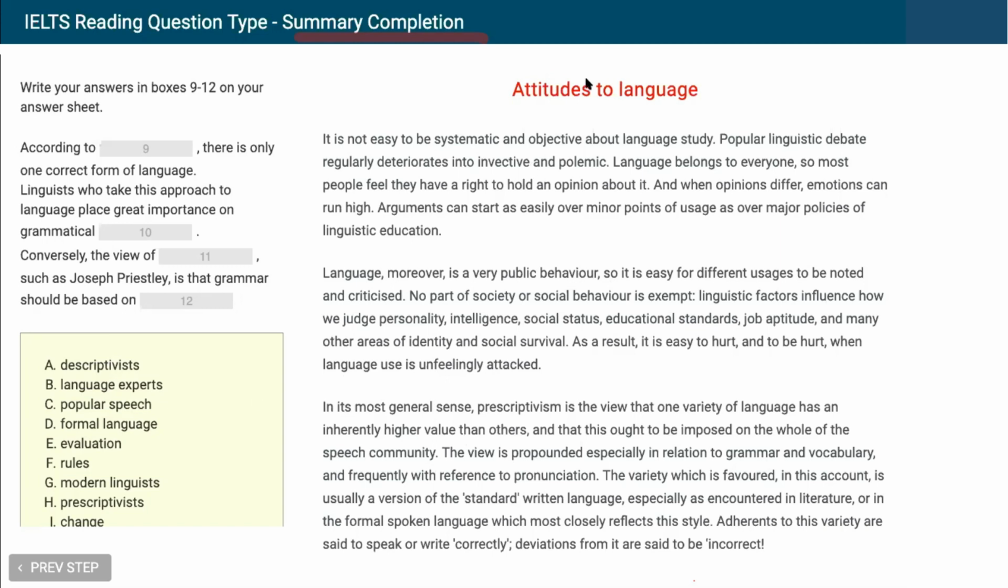So let's just say that descriptivists is included in the passage, but it's included in its singular form. Now keep in mind that since we are provided with a word bank, we won't have to write out the words. We'll just have options from A through I, and we'll just have to write the letter. This is included in our instructions.